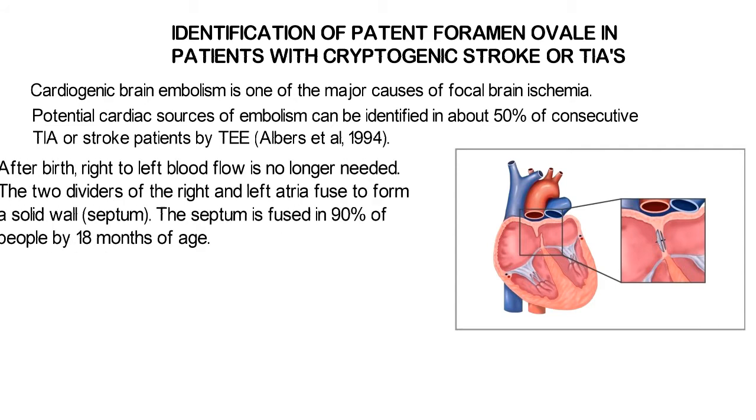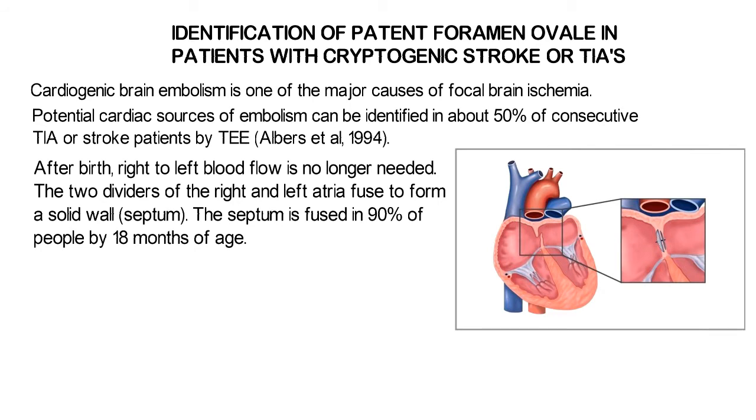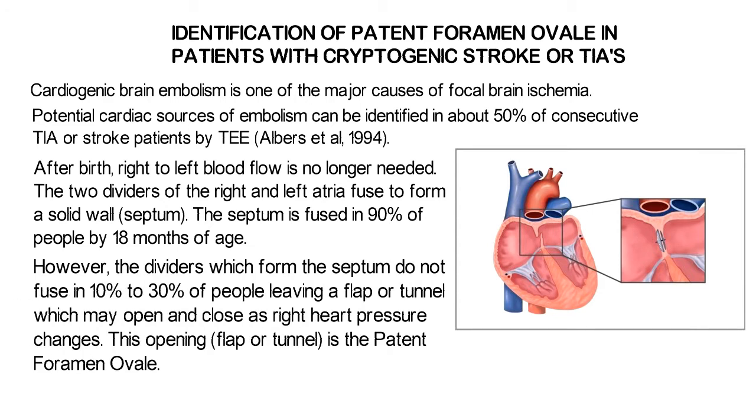Albers et al. 1994. After birth, right to left blood flow is no longer needed. Two dividers in the right and left atria fuse to form a solid wall, the septum. The septum is fused in 90% of people by 18 months of age. However, the dividers which form the septum do not fuse in 10 to 30% of people, leaving a flap or tunnel which may open and close as right heart pressure changes. This opening, flap or tunnel, is the patent foramen ovale.